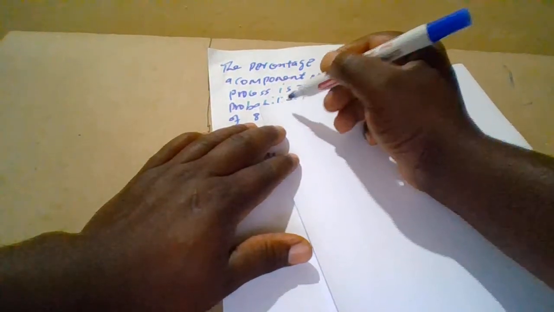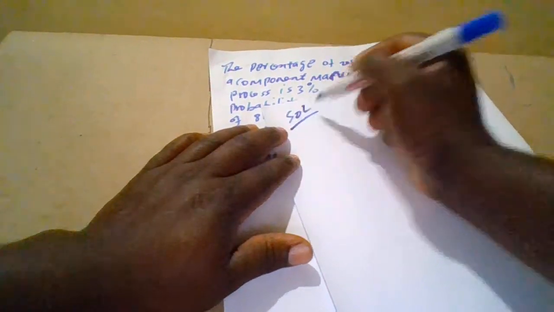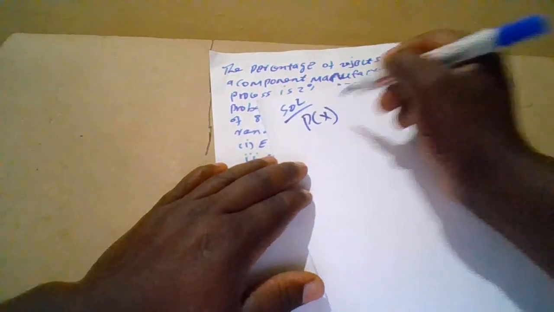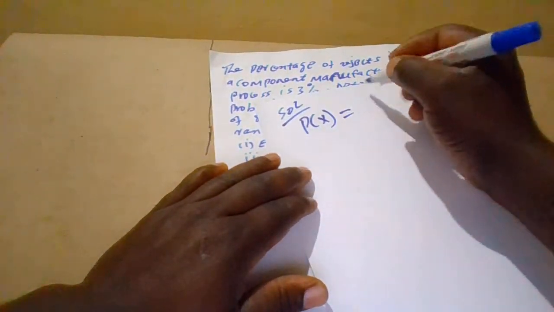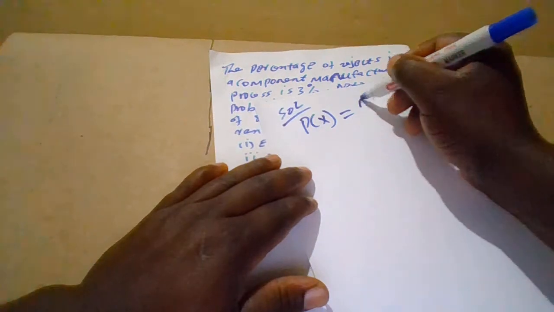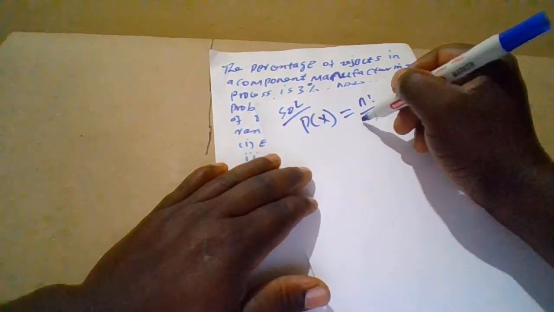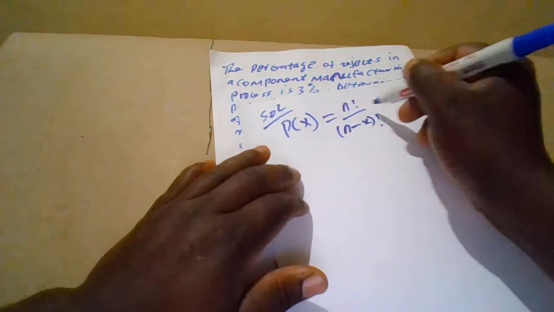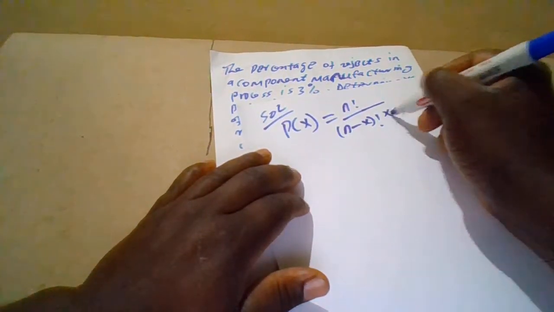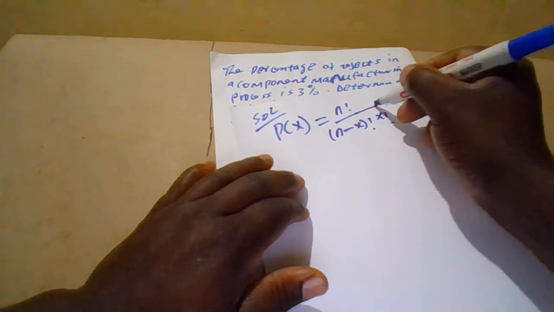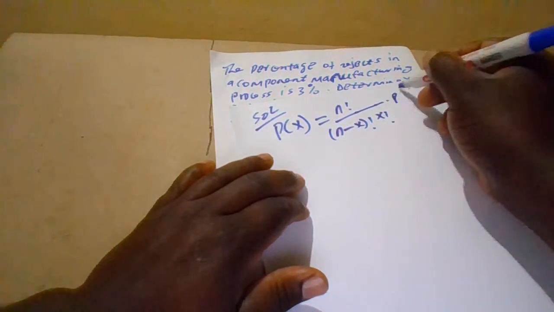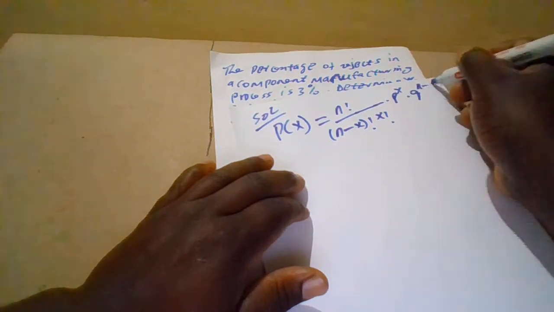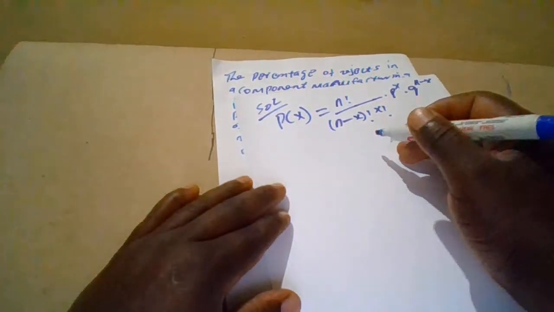Okay, we have the solution. The probability, this is the formula, is given by n factorial all over (n minus x) factorial times x factorial, times p raised to x times q raised to n minus x.